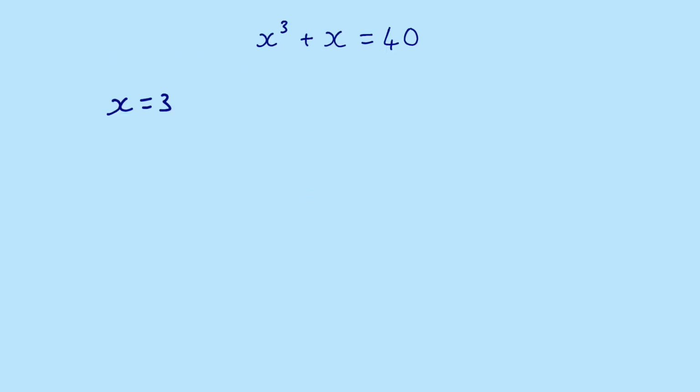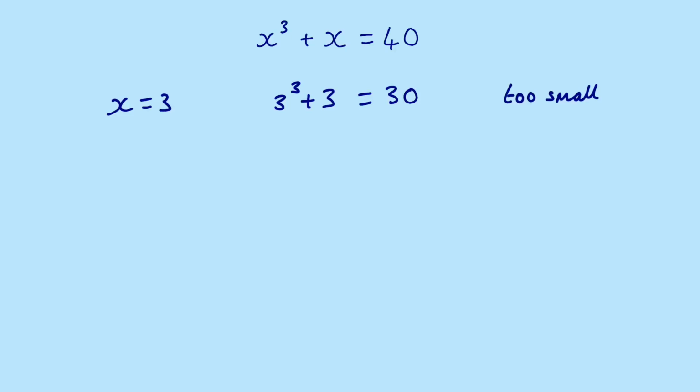So for example, we could first of all try x equals 3 and substitute it into the equation in there and there. Now let's see. So that would give us 30. Now as you can see, that is too small.